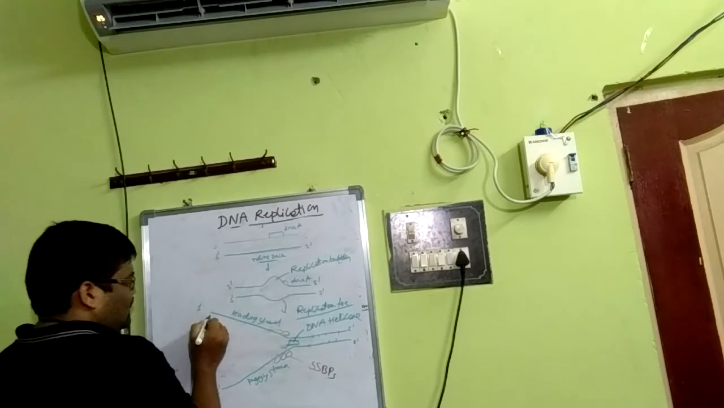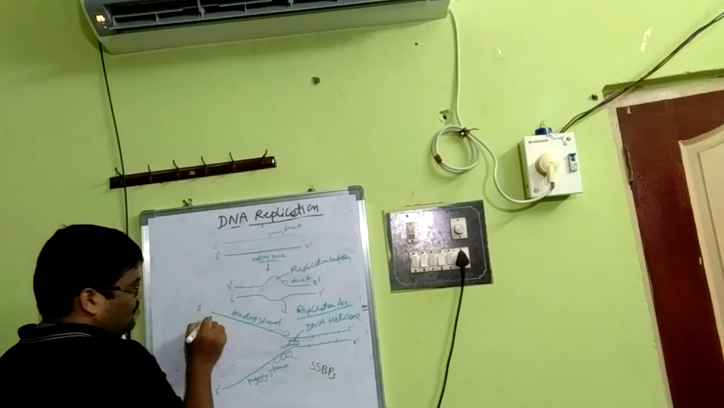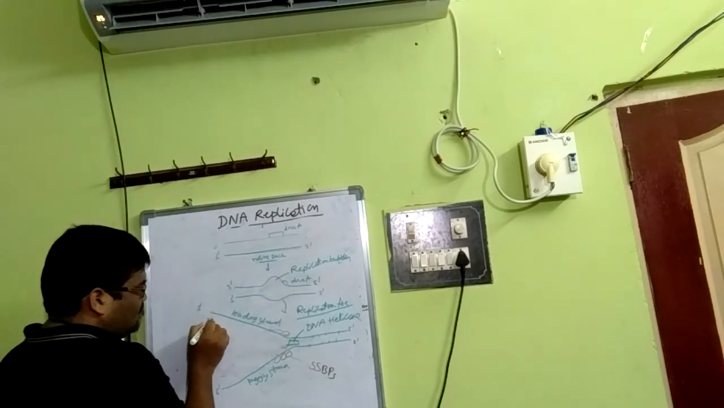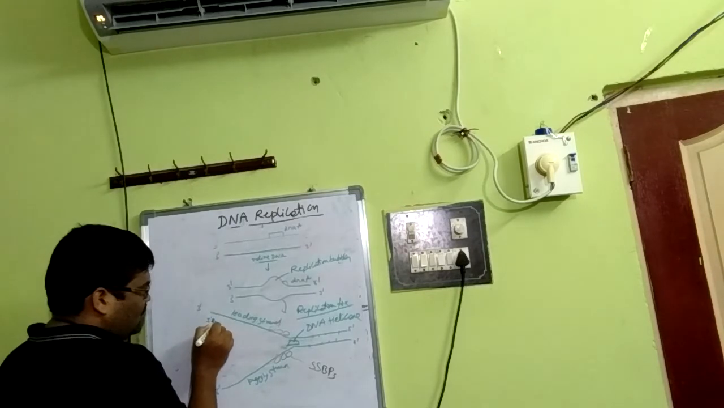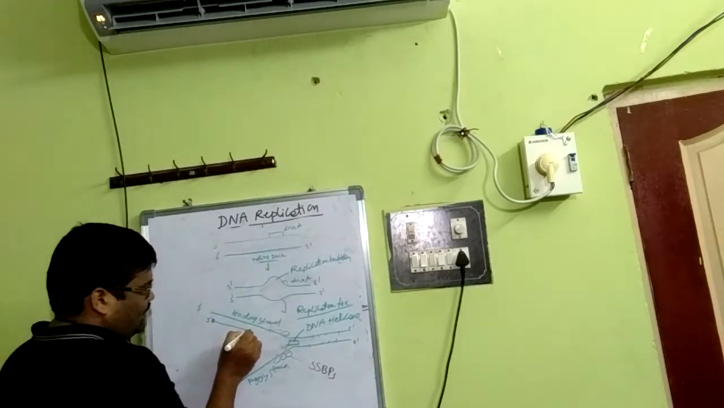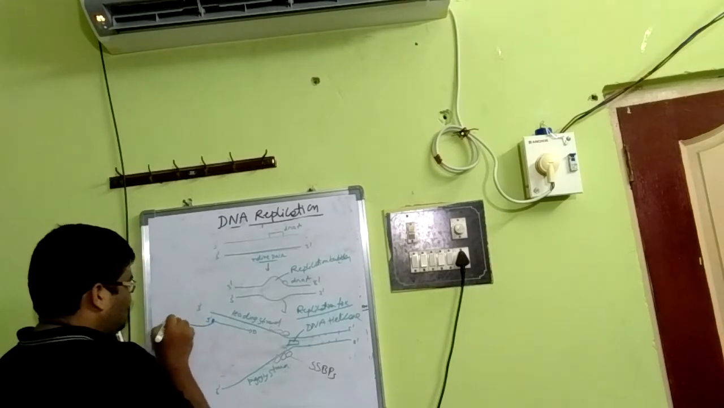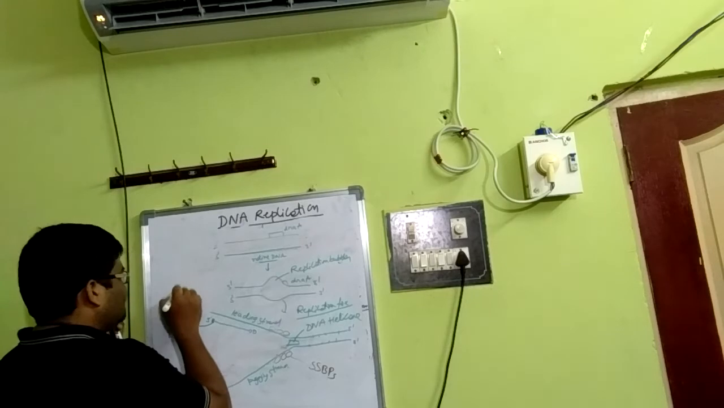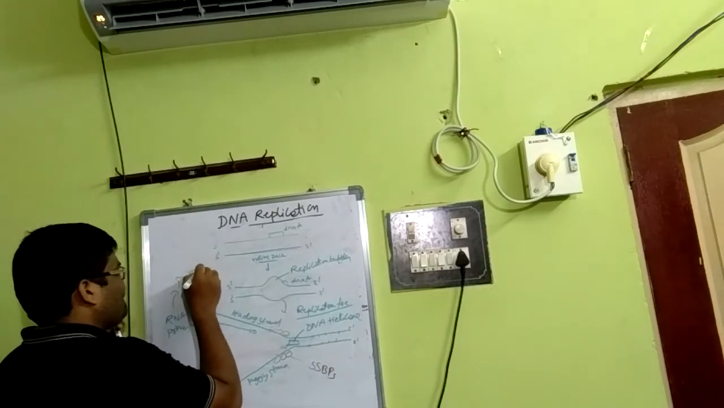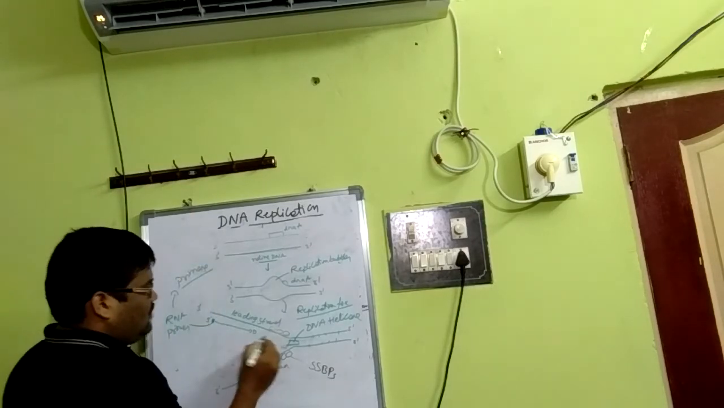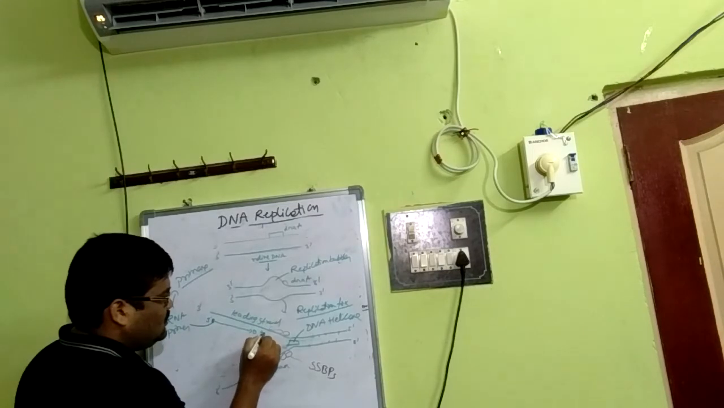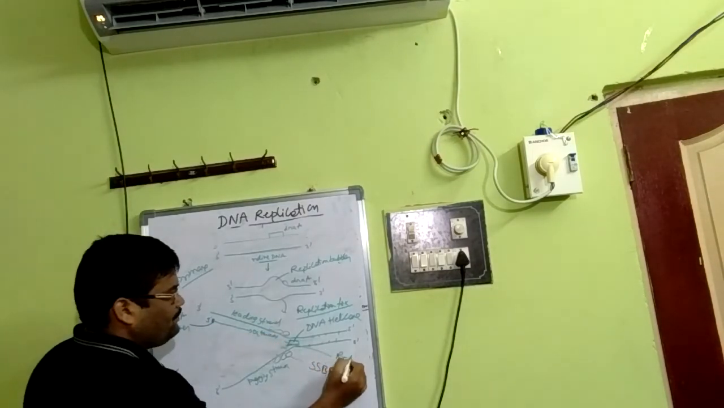Then the leading strand will be synthesized in the 5' to 3' direction. Say this is the RNA primer, and this is DNA polymerase. This is the RNA primer synthesized by primase. Then it is towards the replication fork. Okay.